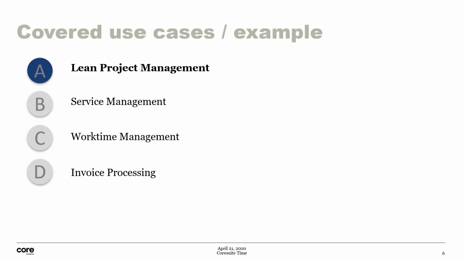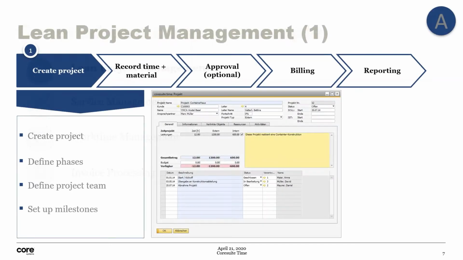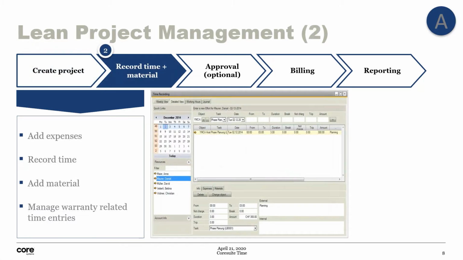And first off, we start with the project management. So how does it work? We have the possibility to create projects in Business One. This would be the window that we have, how such a project can look like. So we create one, we can define phases, we can define also a team of people who is working there, define our set of milestones. And when the project is created, next on, we can record time on it, we can record expenses or material and so on.